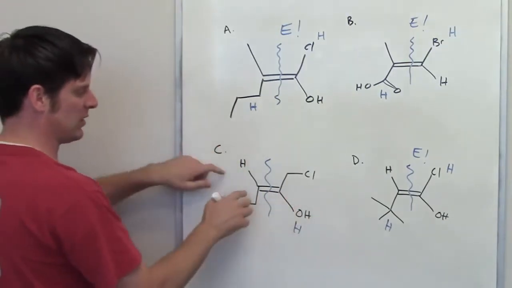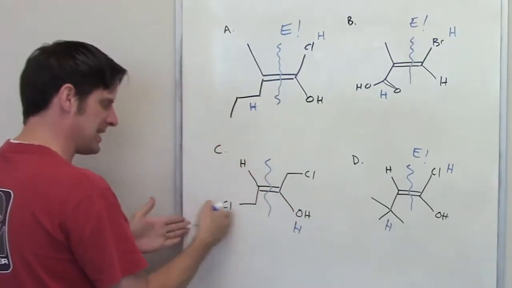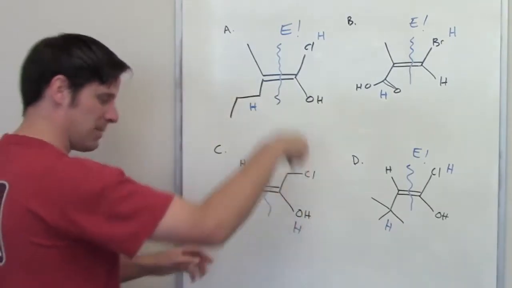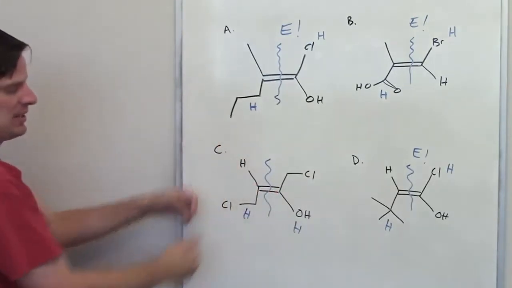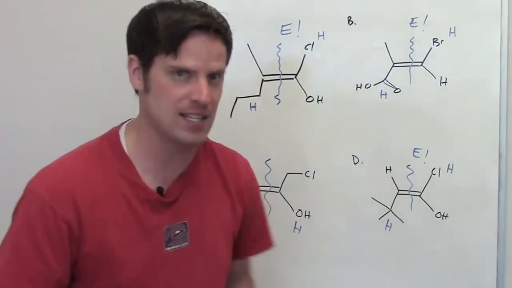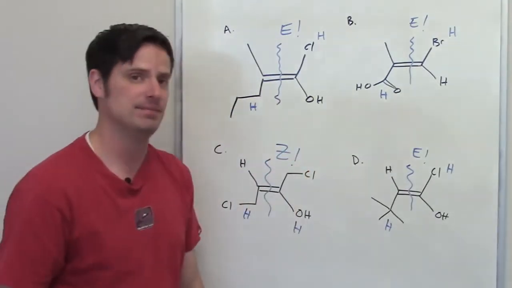Let's take a look at the groups here to the left. I've got a hydrogen and a carbon. Carbon wins, which means that this group pointing down here is also the highest priority group. I've got my highest priority group to the right pointing down, highest priority group to the left pointing down. They're both pointing in the same direction. They're on the same side as each other, which means that this is our Z alkane.